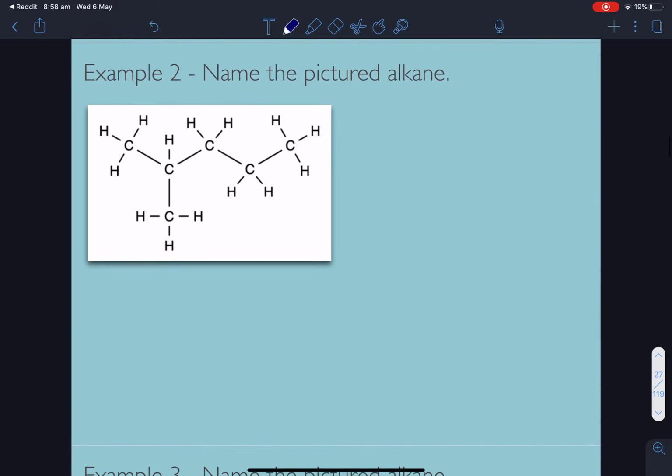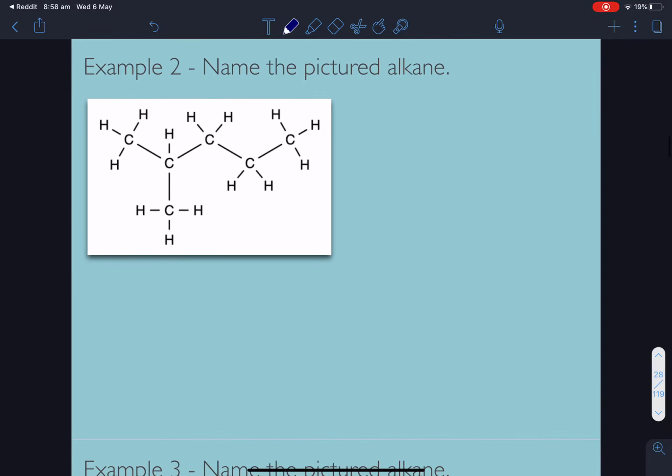Okay, let's make it a little bit more difficult. Naming this one. Okay, have we got an alkane? Well, these carbons are all single bonds. Oh, we've got a branch there too. So we still have an alkane. So I'm going to start at the end of the name and start writing ane.